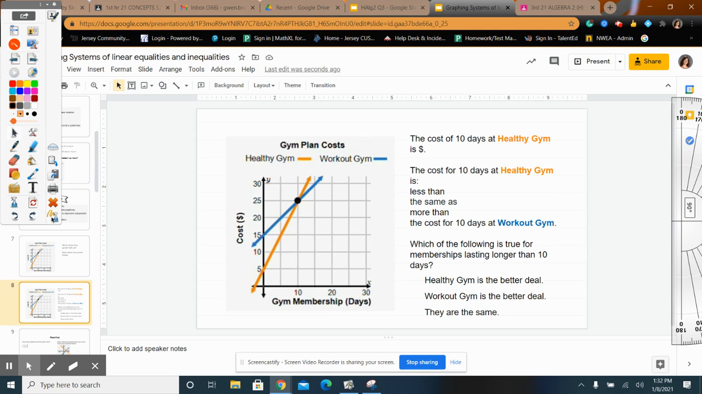deal. So let's practice. The cost of 10 days at Healthy Gym, which is the orange graph, we already discussed, that's going to be $25. Is that less than, the same as, or more than 10 days at the workout gym? Well, 10 days at the workout gym was also $25, so that would be the same as. Which of the following is true for memberships lasting longer than 10 days? So if it's over 10 days, which gym is better? Well, over 10 days, we want to pay less money. So the blue graph would be better, and that would be the workout gym.